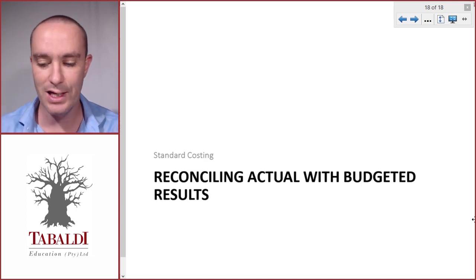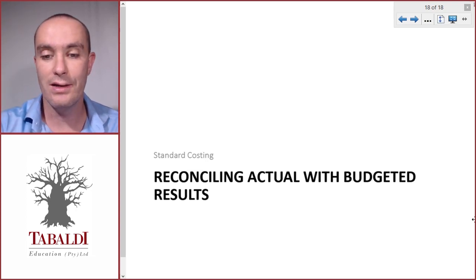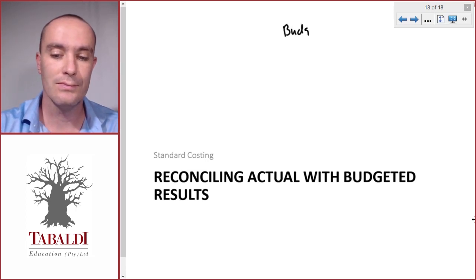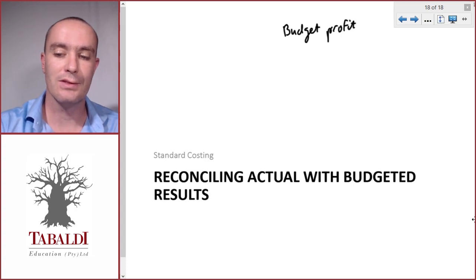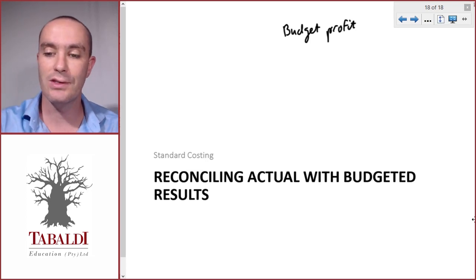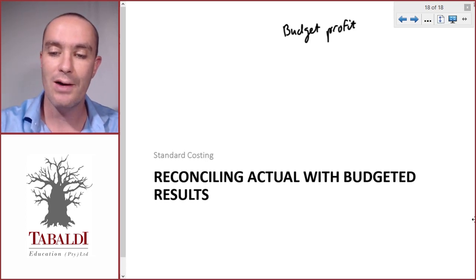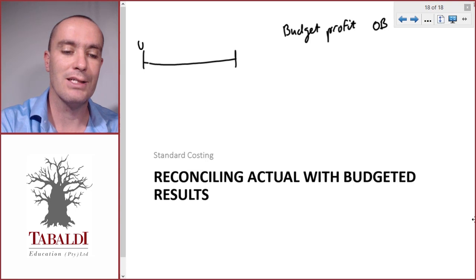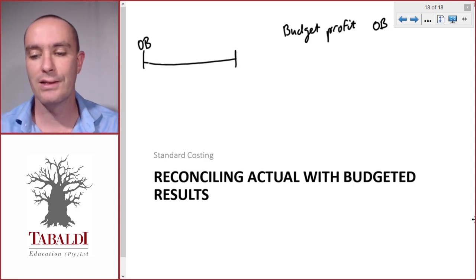So that's a reconciliation. So they might ask you to reconcile budgeted profit with actual profit. So we start with the one, so you might have to calculate budgeted profit in order to put it up there. So our budgeted profit would be our original budget. If you think of the timeline, that's our original budget. So budgeted profit.